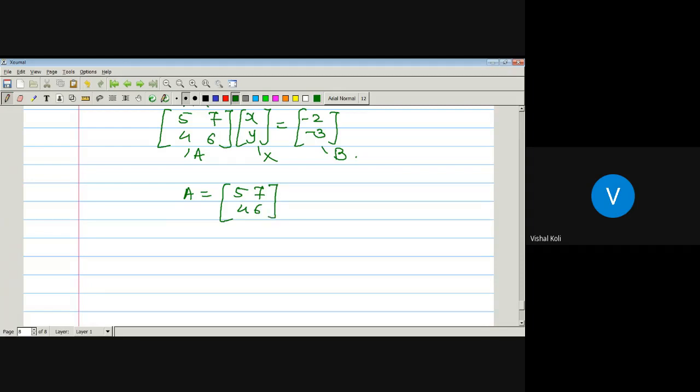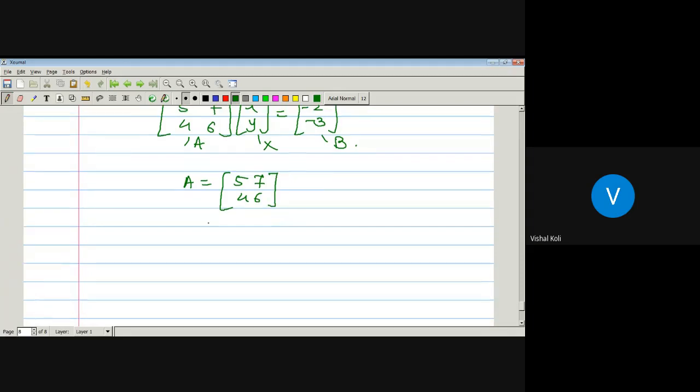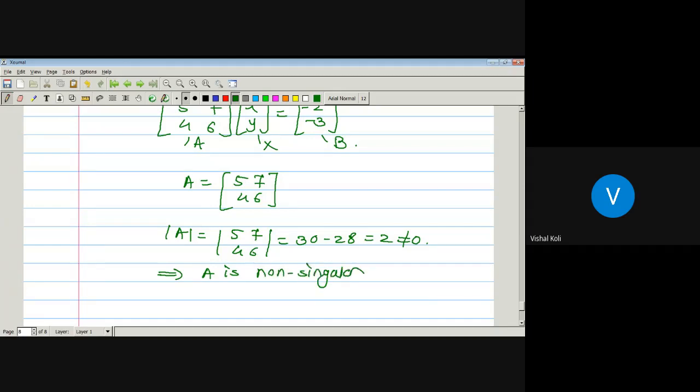Now first we have to see whether it is non-singular or not. Then determinant of A is equal to 5 7 4 6, which is equal to 5 into 6, 30, minus 7 into 4, 28. 30 minus 28, which is equal to 2, and which is not equal to 0, which implies A is a non-singular matrix. As it is non-singular, which implies A inverse exists or A is invertible.